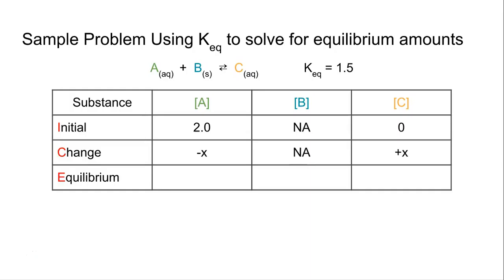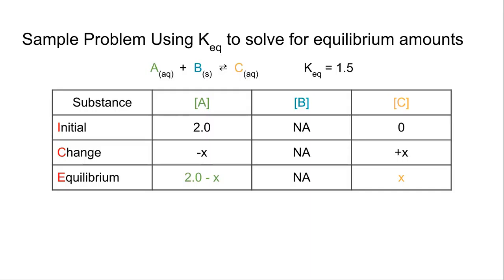Notice that C has a coefficient of 1, so we're just going to add x to that amount. And A has a coefficient of 1, so we're just going to lose x. We don't know how much we're going to lose. We're going to figure it out using the Keq. So at equilibrium, what we see there is we have 2.0 minus x for A, and we have x for C. It was actually 0 plus x, but that's the same thing as x right there. So that's what we're looking at there.